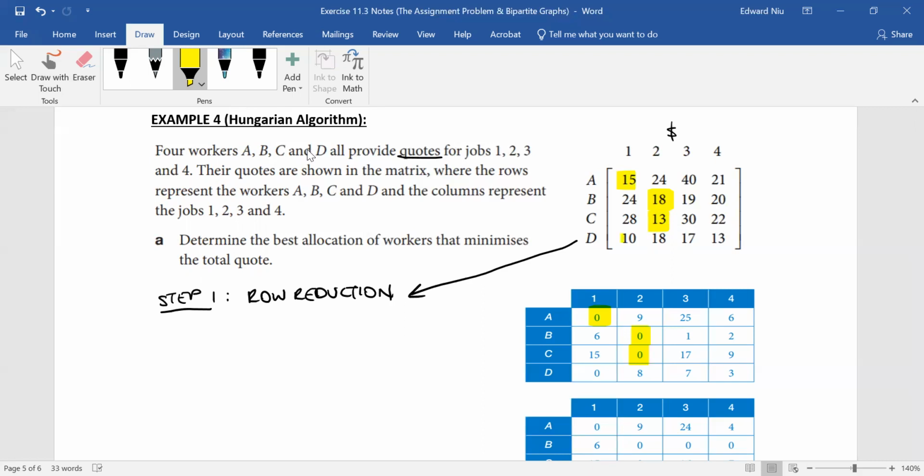Lastly, we've got 10 as the smallest number for row D. So here we go, 10 take away 10 is 0. 18 take away 10 is 8. 17 take away 10 is 7. 13 take away 10, we've got 3. So that's row reduction done.